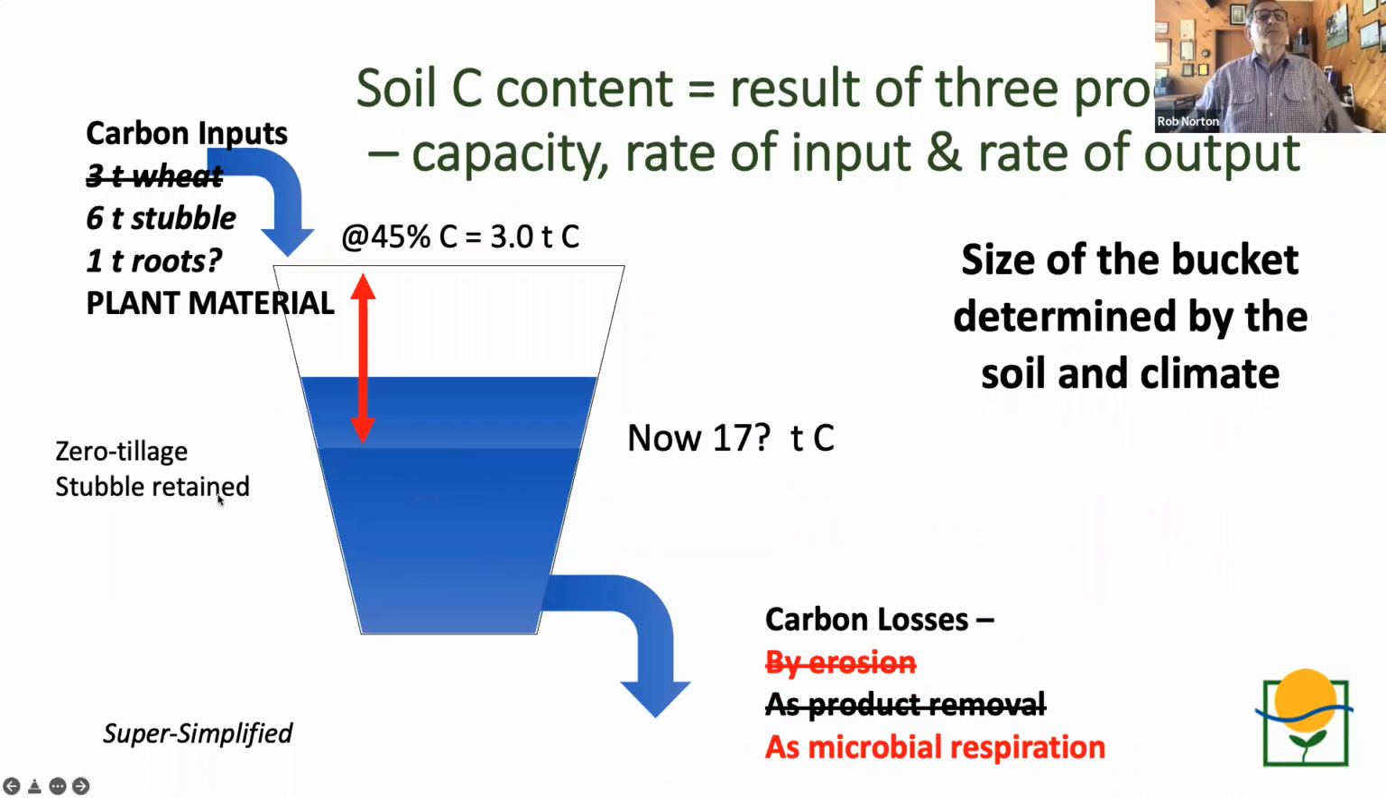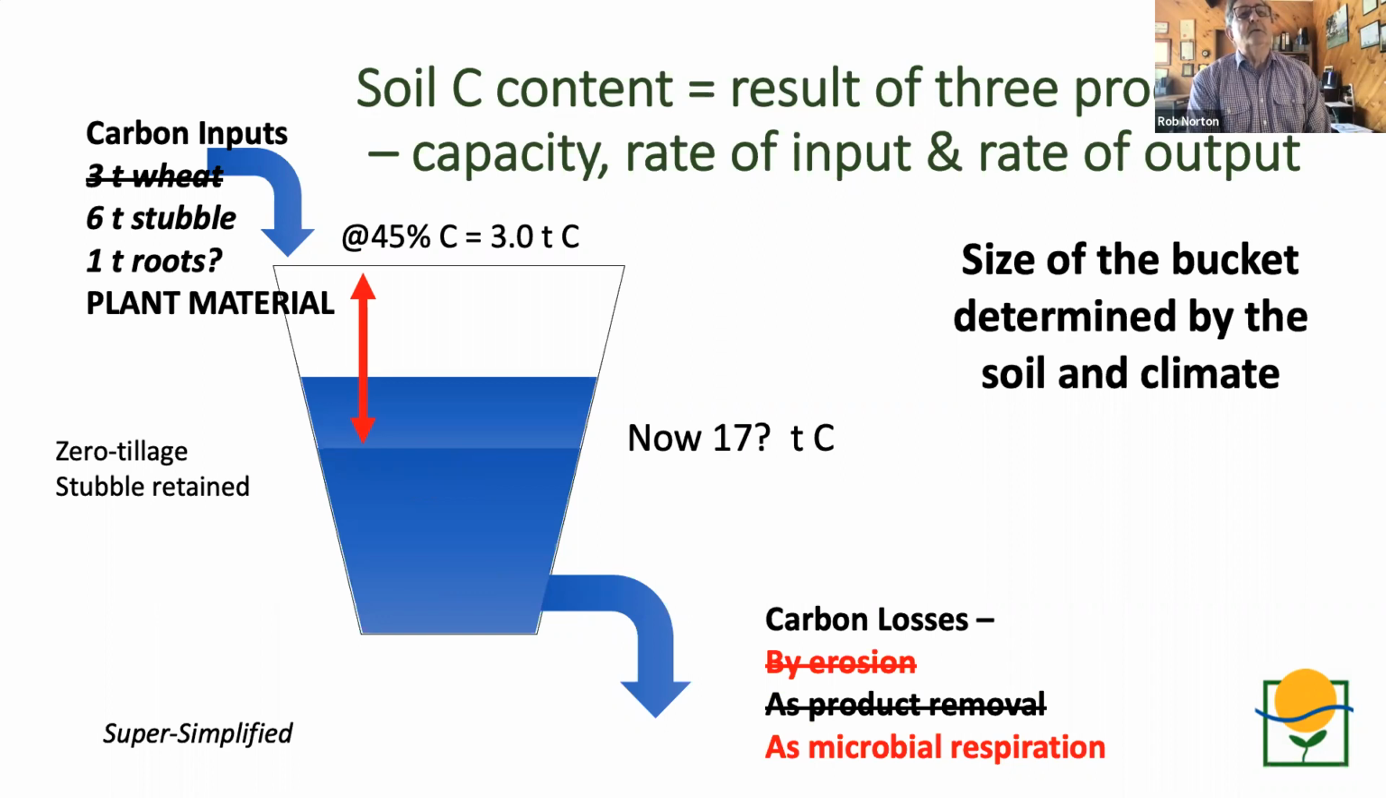So how would we do that? Well, within our farming system, let's say we're growing a 3-tonne wheat crop. That'll produce about 6 tonne of stubble and another tonne of roots or so. That material is about 45% carbon. So we do take the wheat away, and quite a lot of carbon disappears with that.